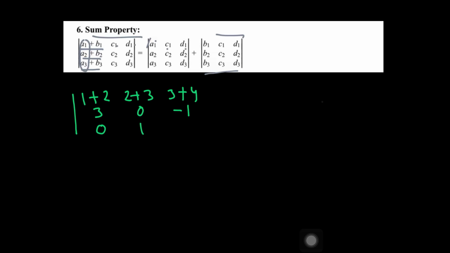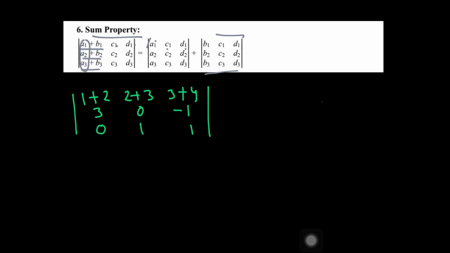The next is the sum property. Sum property means if any row or a column is written as the sum of some numbers, then you can write the determinant as: you take the first column together with the other two columns as they are, and the second one, which is written as a sum, you write in another determinant. So the determinant will be the same. So let's see an example. Suppose you have one row that can be written as 1 plus 2, 2 plus 3 and 3 plus 4, and the other rows are 3, 0, minus 1, and 0, 1, 1.